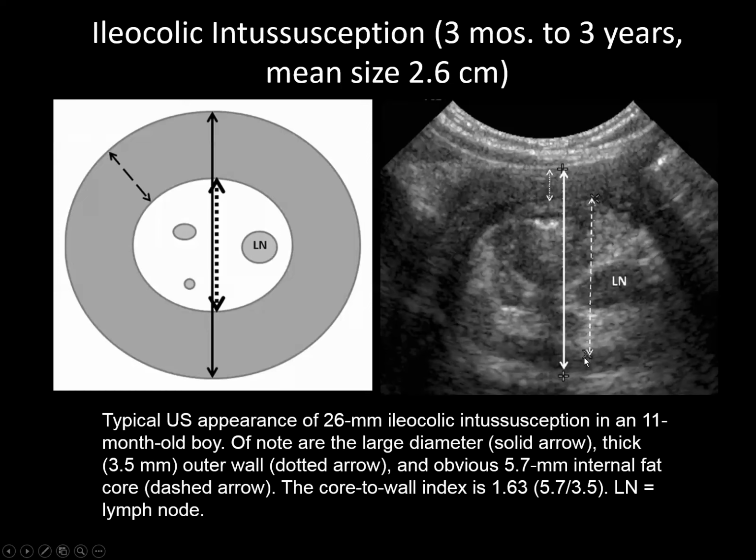Again, this is the mesenteric fat thickness, and then obviously just eyeballing that, you can appreciate that it's going to be thicker than the outer wall of the intussusception, right? And lymph nodes as well help out with diagnosing ileocolics if you see them, but not as helpful or specific as the fat being thicker than the outer wall of the intussusception.